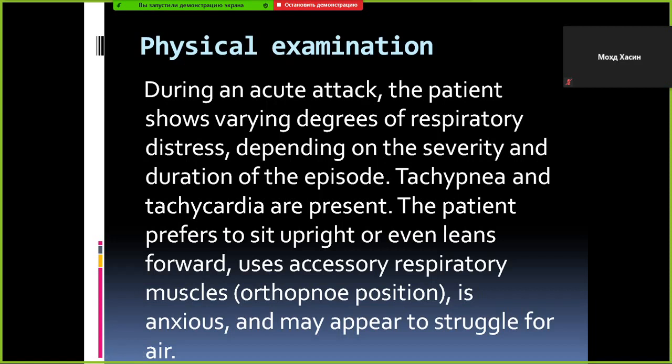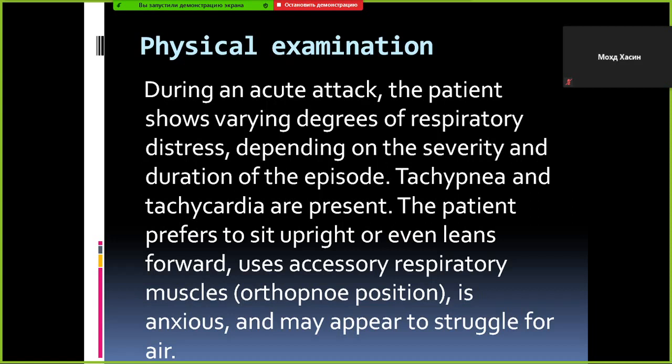So during physical examination, we talked about complaints or symptoms. So once again, bronchial asthma main symptom is attack. Attack of bronchial asthma is expiratory shortness of breath, dry cough, and wheezing. Three main symptoms. On physical examination, during an acute attack, the patient shows varying degrees of respiratory distress depending on the severity and duration of the episode.